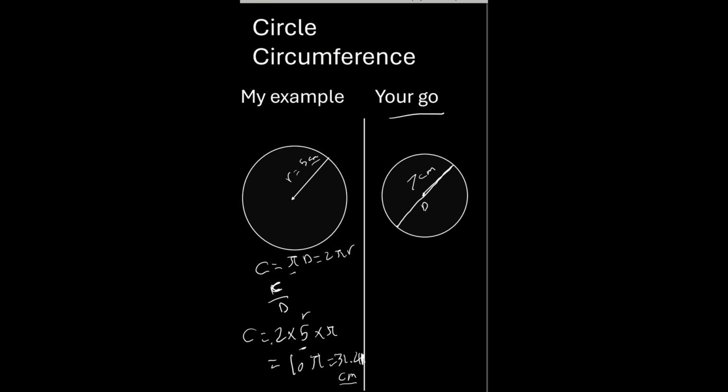Okay, for the question that is your go, C equals pi d. So we have the diameter here, 7. So C equals 7 pi. Put that in the calculator. So pi times 7, and we get 21.99 centimeters. Hopefully you get that. If you still have any questions, please ask them in the comments.